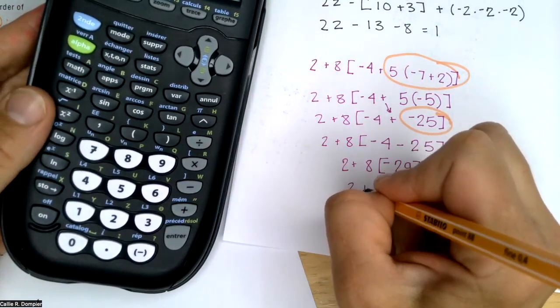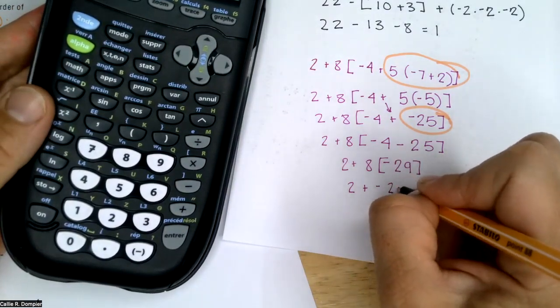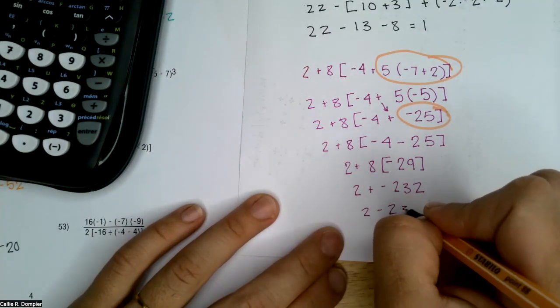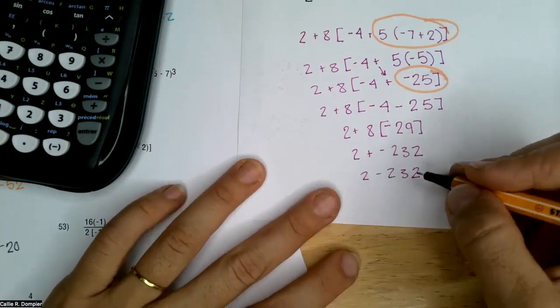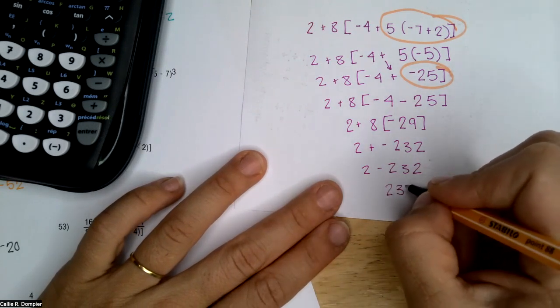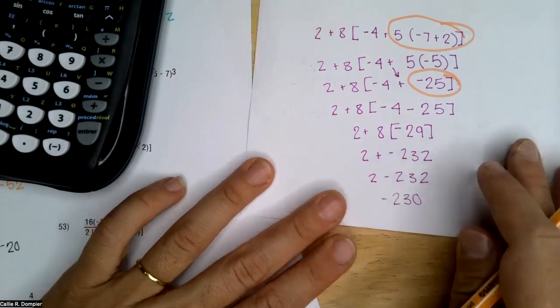-232. So we have 2 plus -232, which is also just 2 minus 232. Those are opposite signs, so we're going to subtract them. 232 minus 2 is just 230, but the 232 is negative, so it's a -230.